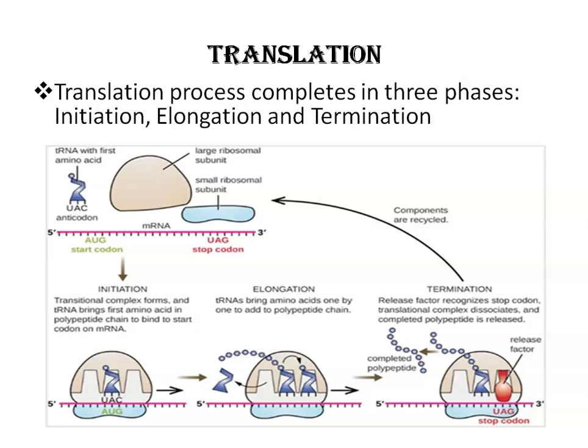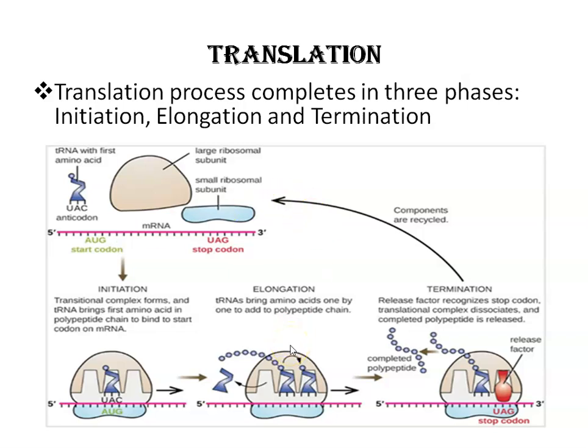Now we'll start with the translation process, which completes in three phases: initiation, elongation, and termination. Initiation is when the small ribosomal subunit binds to the mRNA molecule at the start codon. The start codon is AUG. The initiator tRNA, carrying methionine, pairs with this start codon, and the larger ribosomal subunit joins, forming a functional ribosome.